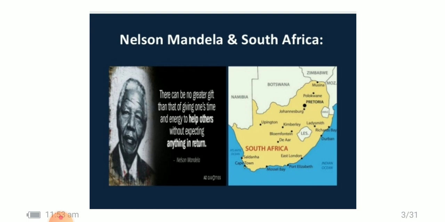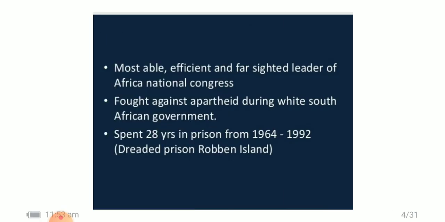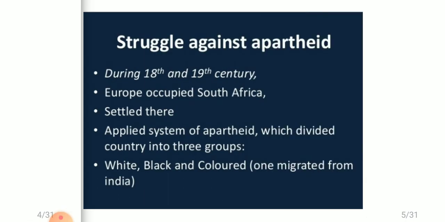Then, as we see from the slide, the African National Congress and its leaders fought against this apartheid system along with Nelson Mandela, against the white South African government. They started a struggle against the apartheid system. During the 18th and 19th centuries, Europeans occupied South Africa, that is, white people settled there. They applied the system of apartheid and divided the country into groups: white, black, and colored, as well as those who migrated from India.